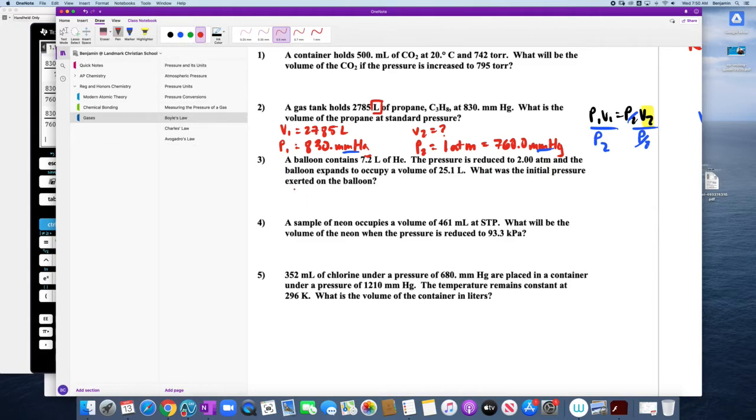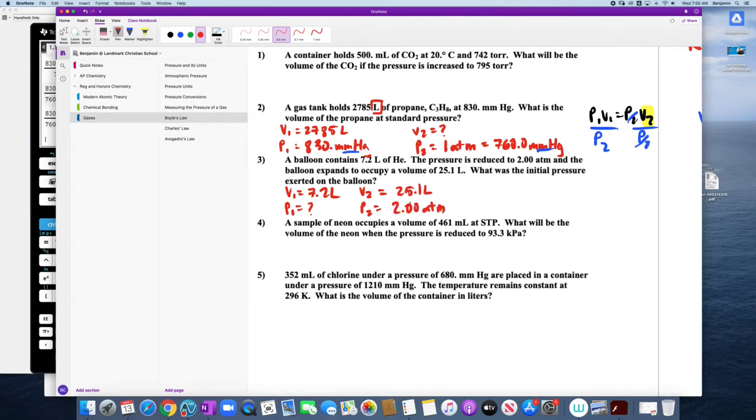So the initial volume is 7.2 liters. It's helium. Doesn't matter. Boyle's law works for any gas. We're going to solve for the initial pressure. The final volume and pressure is 25.1 liters, and the final pressure is 2 atmospheres.